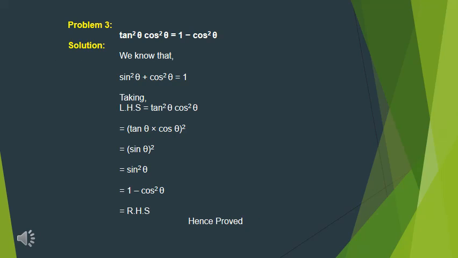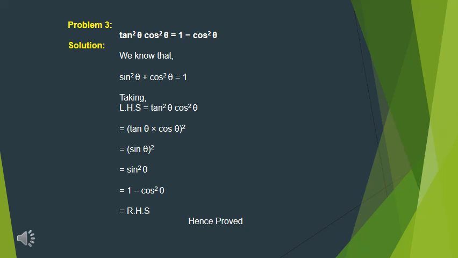Students, this is the last solved example: tan square theta into cos square theta is equal to 1 minus cos square theta. As we know, 1 minus cos square theta comes from the identity sin square theta plus cos square theta equal to 1. Now we take our left hand side, that is tan square theta into cos square theta.